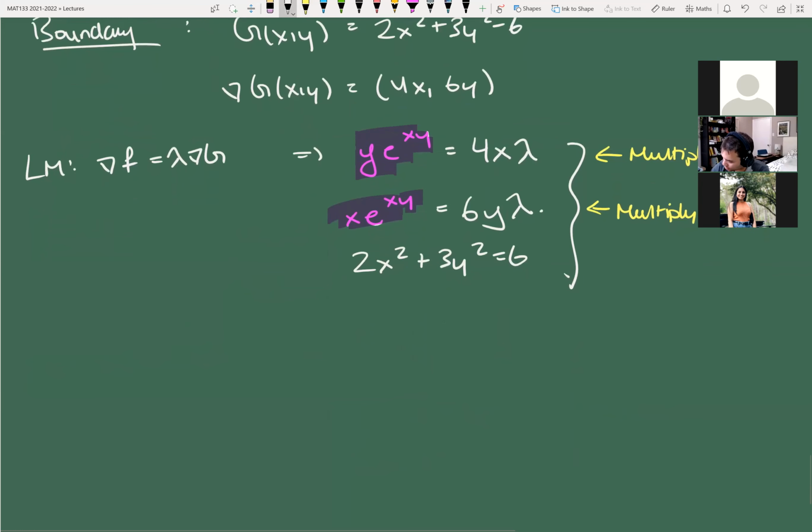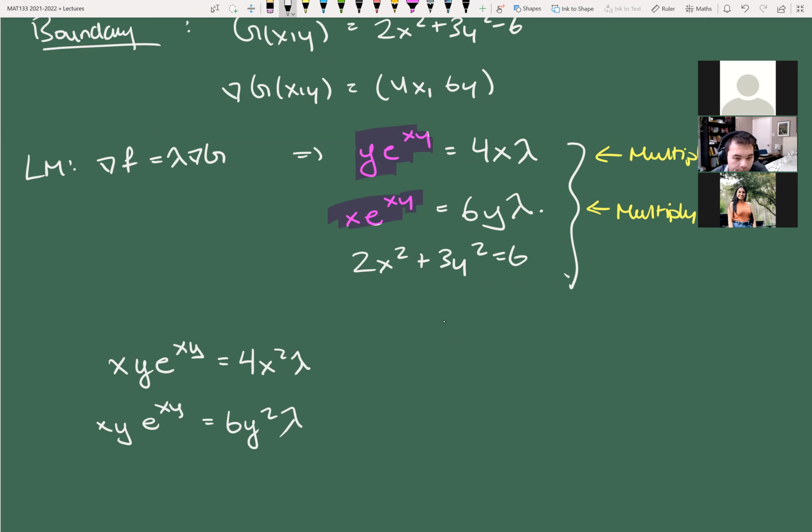So if we do that, what do we get? The first equation becomes xy e to the xy is 4x squared lambda. Second equation becomes xy e to the xy is 6y squared lambda, right? So I multiplied the first equation by x, and then I multiplied the second equation by y. And the reason why I did this is because notice that the left-hand sides of both of these equations are equal. So that tells me 4x squared lambda is 6y squared lambda. Does that make sense?